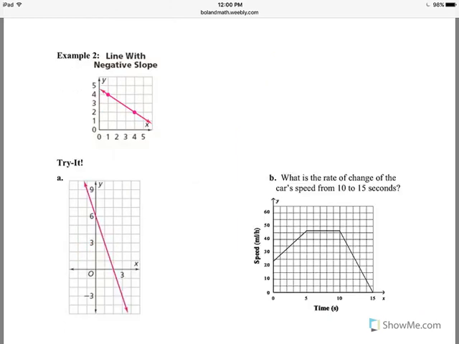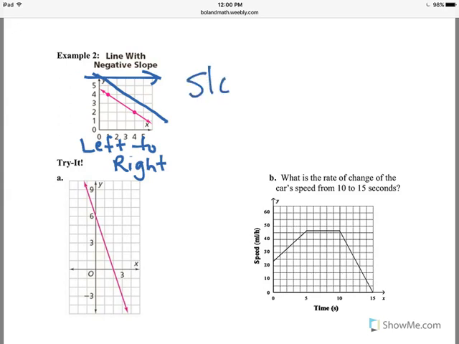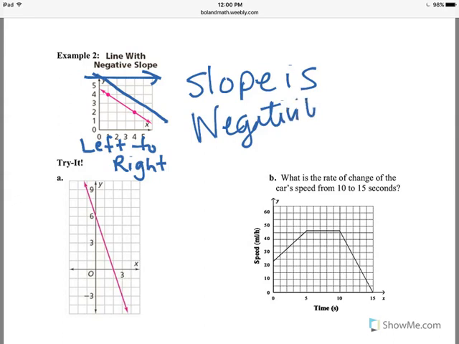Okay, so here are examples with lines with negative slopes. That means from left to right, and you need to write this on your graph, from left to right. That's how you read a graph. So you're reading it by starting up here, and then reading it going across. So from left to right, your graph goes down. That means that your slope is negative, because it's going down.